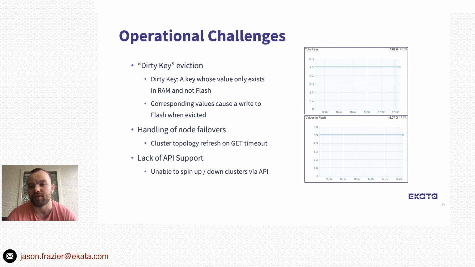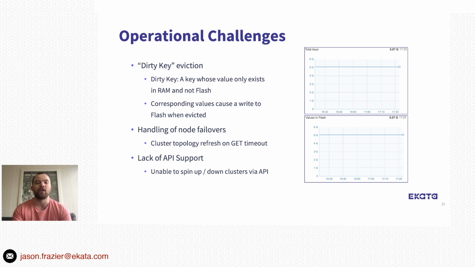On the right-hand side, you can see some metrics that actually pull from our Redis Labs dashboard once again. These are basically the two main metrics we look at before we put a cluster into production. You can see there's a box called total keys, and there are roughly 5 billion total keys in the cluster. And then there's this very important box called values in Flash. Basically, how many values exist in Flash.